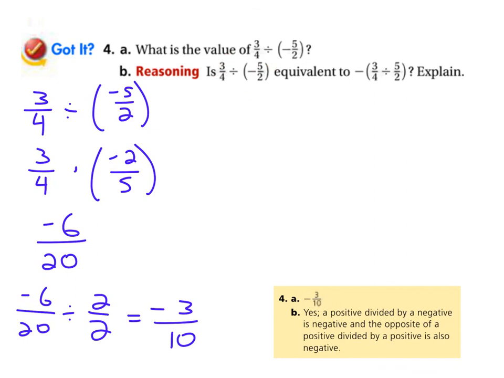So what this says is 3/4 divided by negative 5/2 equivalent to the negative of 3/4 divided by 5/2? And it certainly is. You can actually always do that. You can say, okay, when it's multiplying or dividing, you can just say opposite signs is going to be negative, so I'm going to take the negative of whatever I get when I use the numbers positively. So 3/4 divided by 5/2, which is right there, and then take the negative at the end. Yes? Positive divided by negative is negative, and the opposite of a positive divided by a positive is also negative. So you're going to get the same number, and you're also going to get the same sign. So you're good to go.